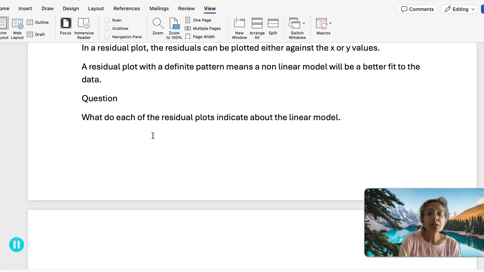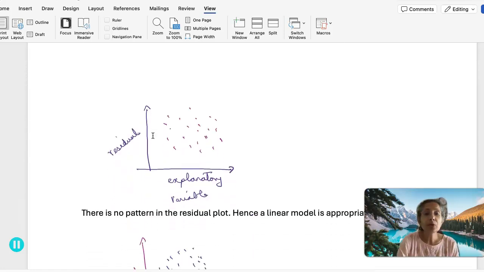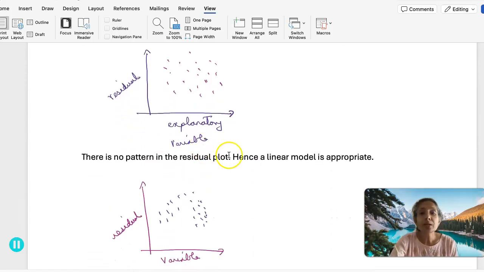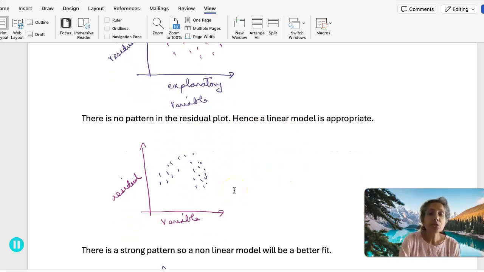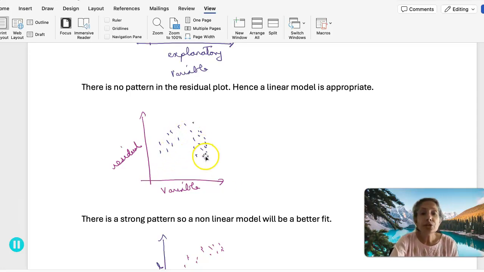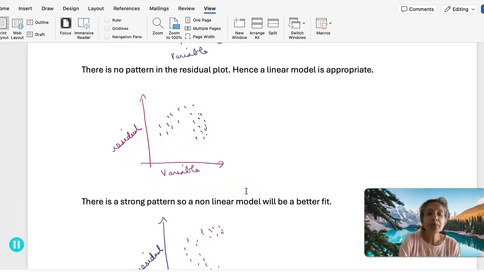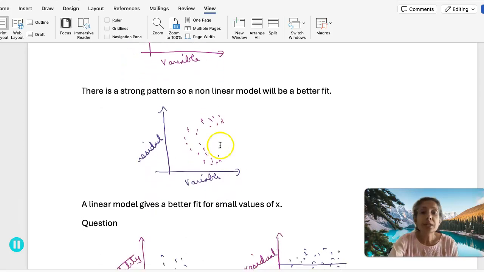So what do each of the residual plots indicate about the linear model? Here there is no pattern, so a linear model is appropriate. Again, we have a graph of the residual and the variable. Here there is a strong pattern, so a non-linear model will be a better fit. And here there is a pattern for the lower values of x, so we can say that a linear model would be a better fit for small values of x. So basically, when there is a pattern, you have a non-linear model. When there is no pattern, it will be a linear model.